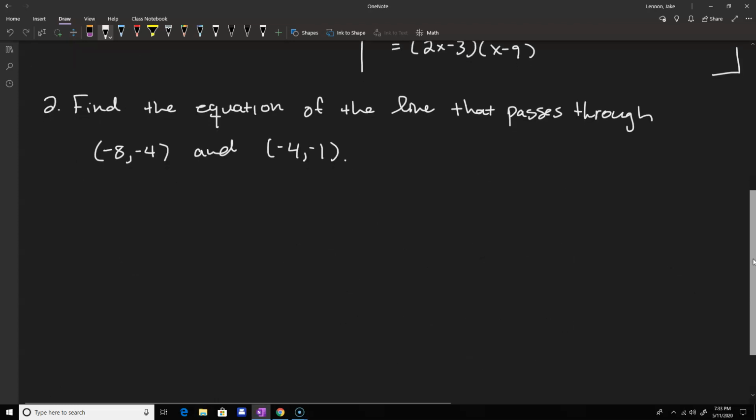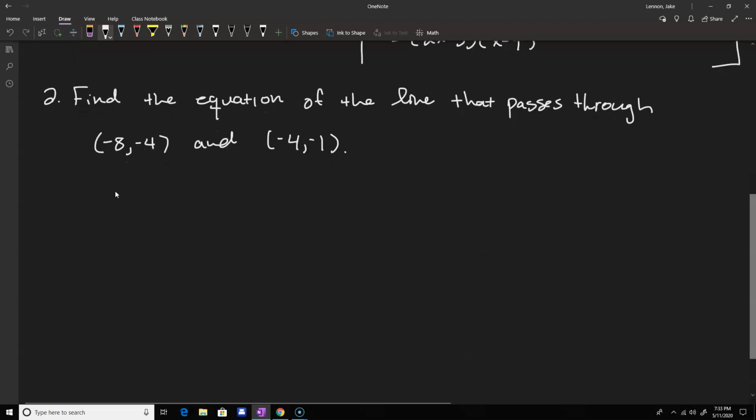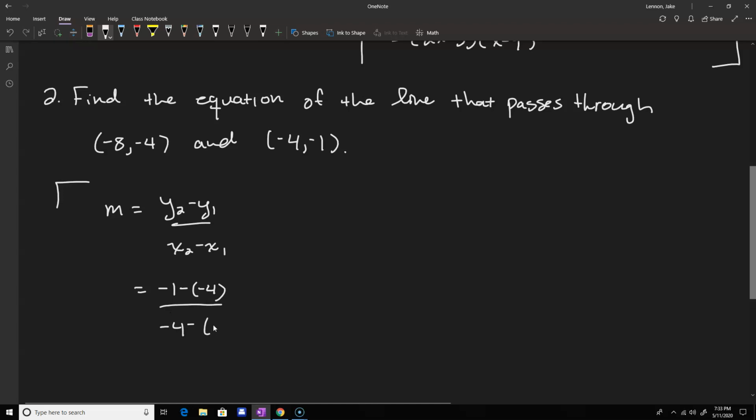So for number 2 here, find the equation of the line that passes through negative 8, negative 4, and negative 4, negative 1. First we find the slope. So the slope formula is y2 minus y1 over x2 minus x1. So in this case, that's going to be negative 1 minus negative 4 divided by negative 4 minus negative 8. So that simplifies to negative 1 plus 4, which is 3, over negative 4 plus 8, which is positive 4.